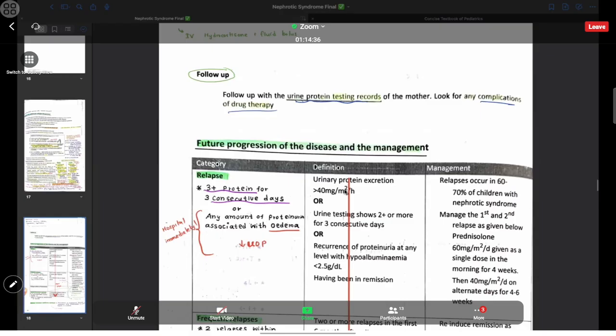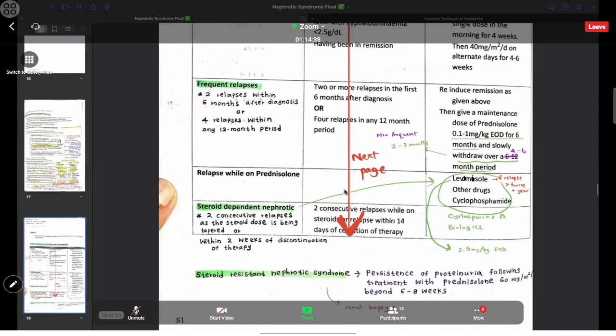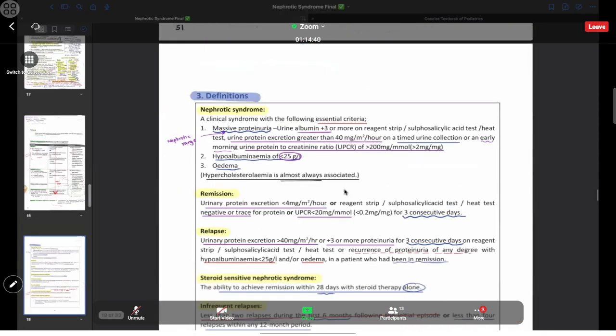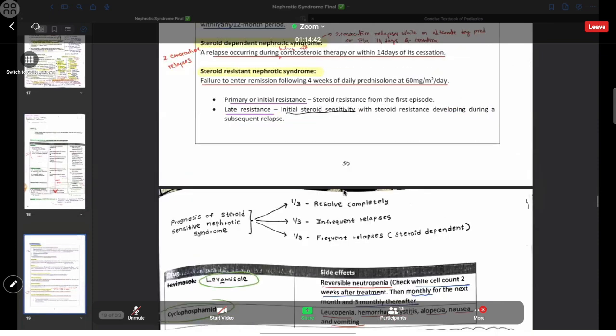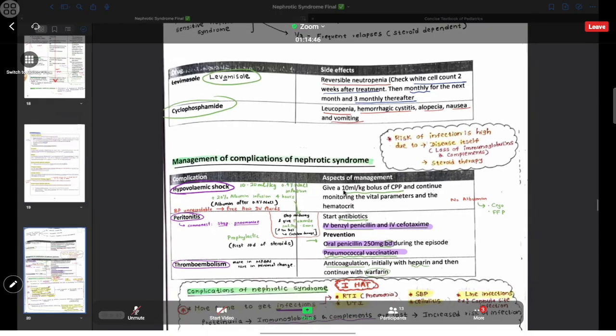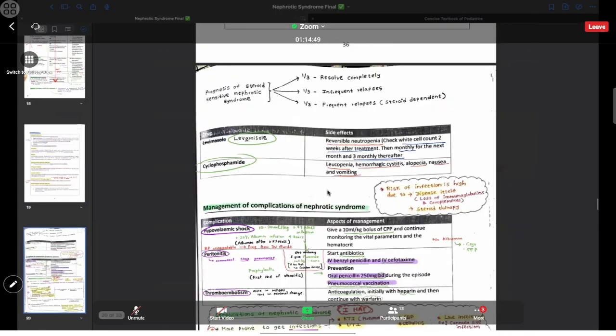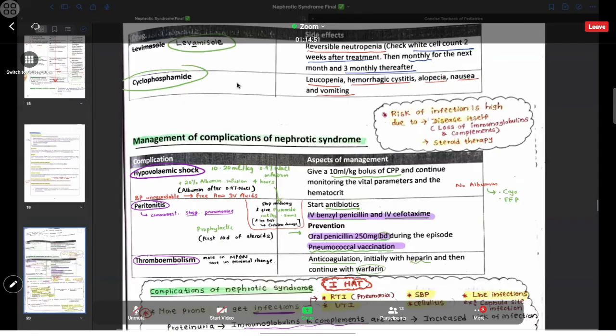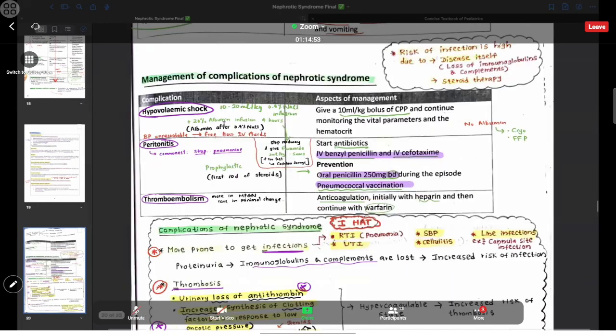Then these relapses I discussed with you all. Definitions I discussed. The second line agents, when to start them, is something we'll come to. Before going to that, we'll talk about the management of complications. So I spoke about hypovolemic shock. I'm not going there again.